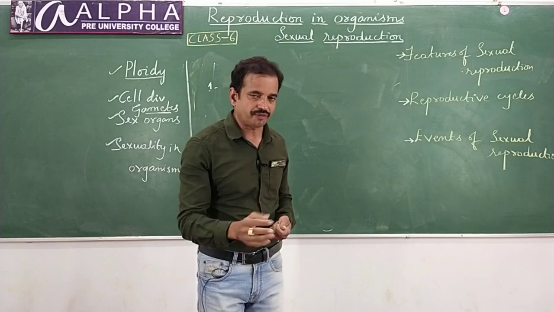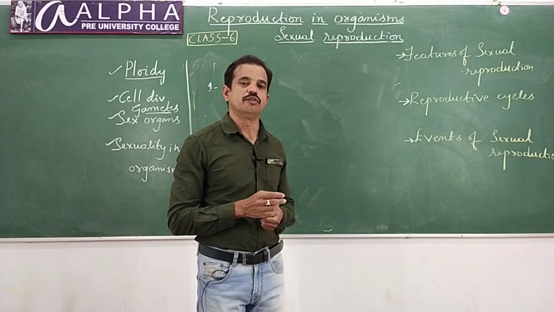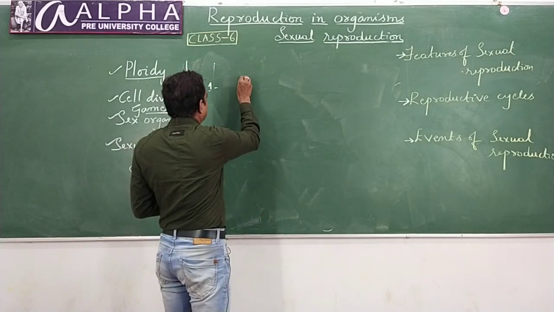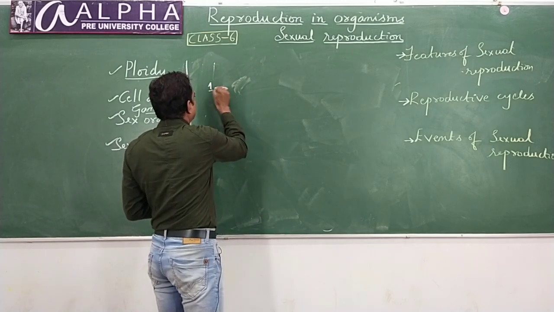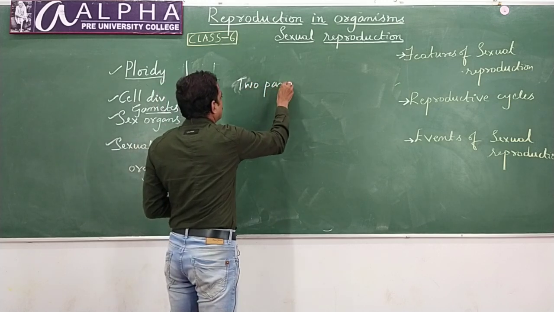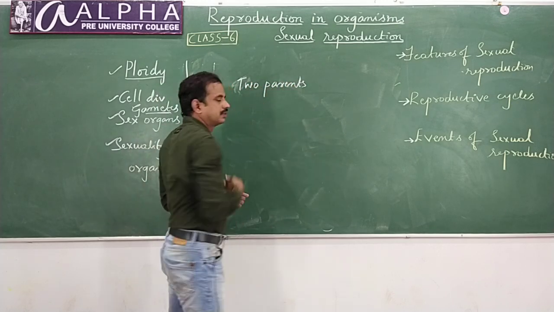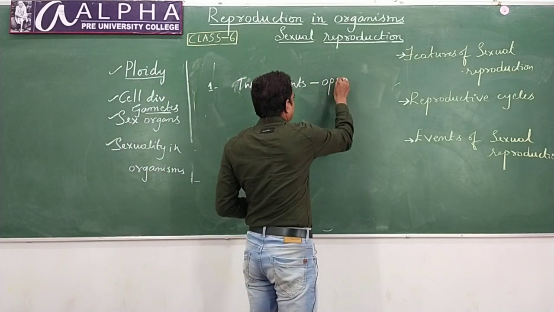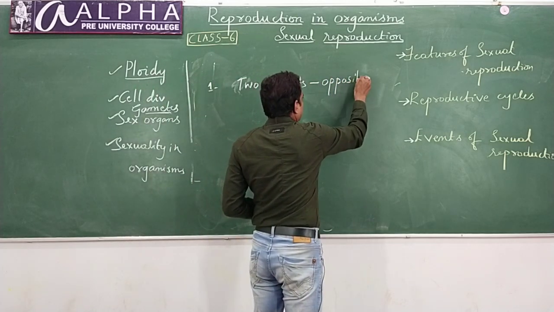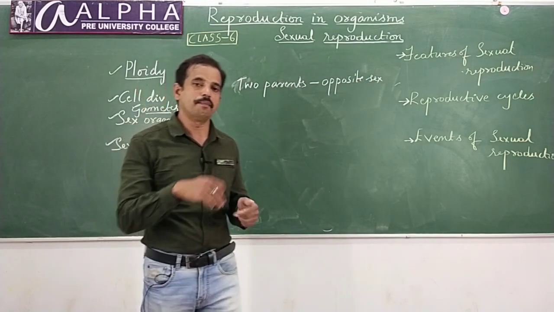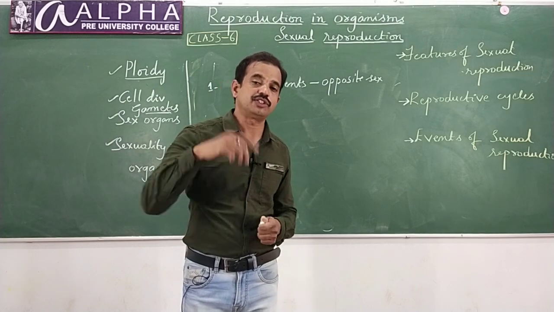It is the type of reproduction where there is an involvement of two parents, of opposite sex. Is it clear? I have explained to you, what is that opposite sex? Male and female. And which is the male individual?